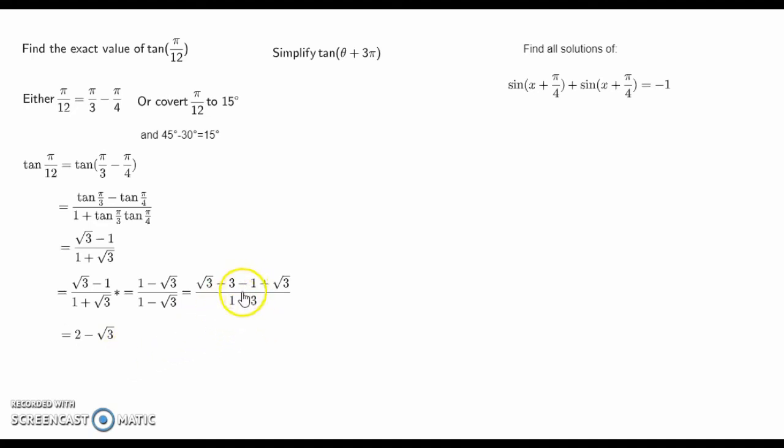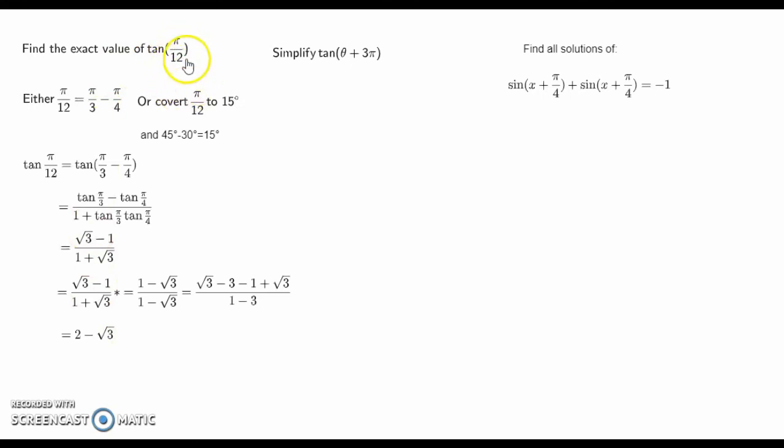Then we can divide that out. So the negative 2 divides out with the negative 4, and that gives us 2. And 2 square roots of 3 over negative 2 turns into negative square root of 3. So this is the simplified form. This is our final answer. It's the exact value of tangent of pi 12ths.